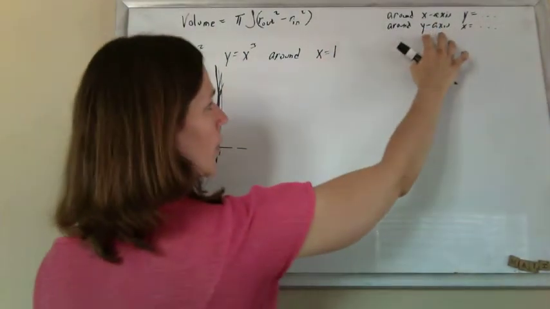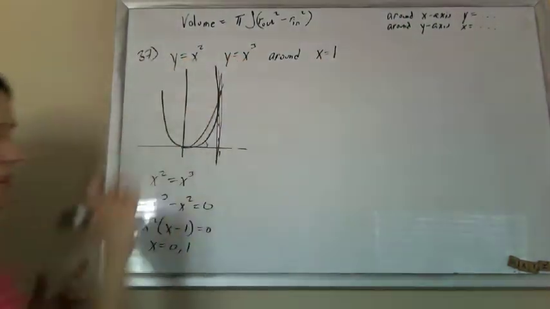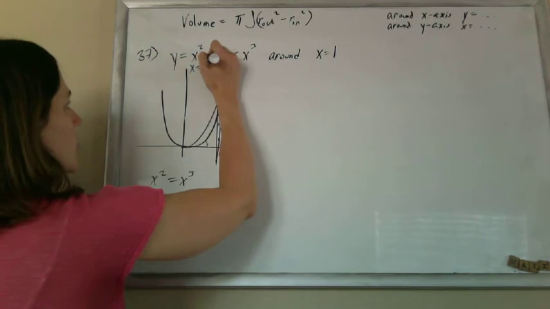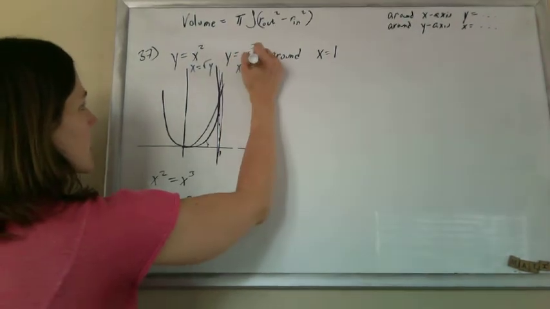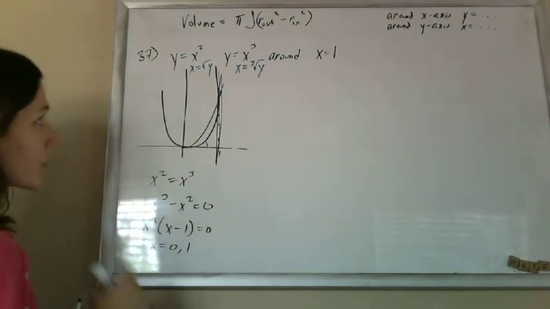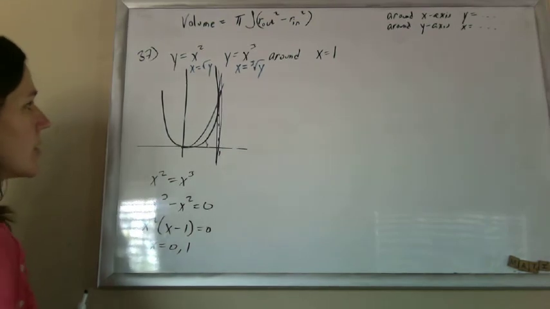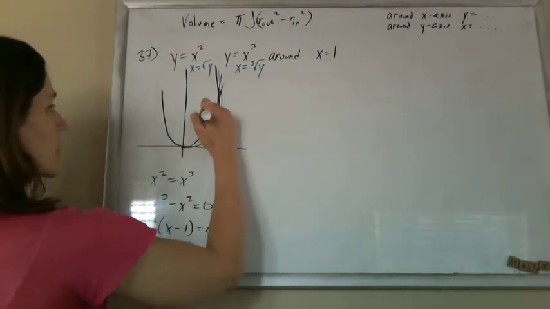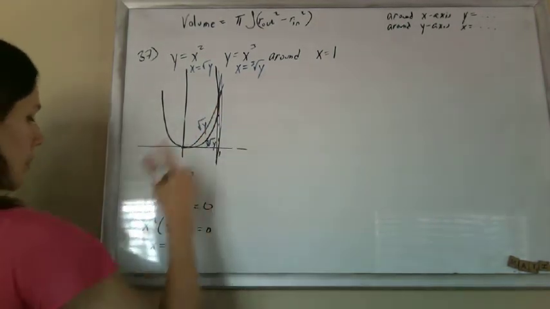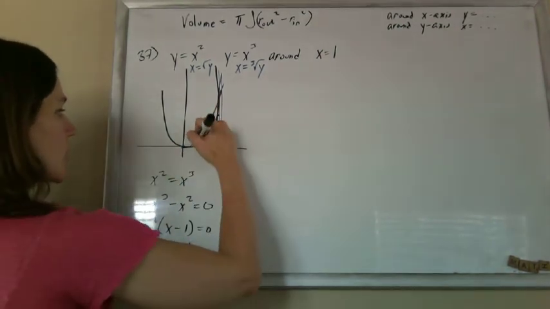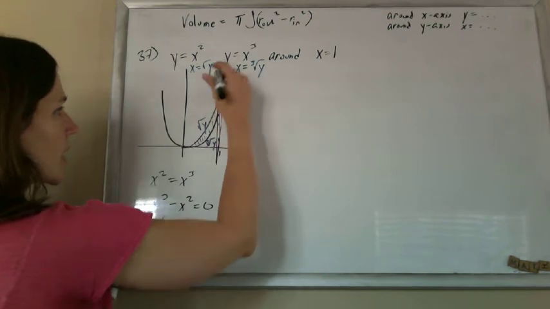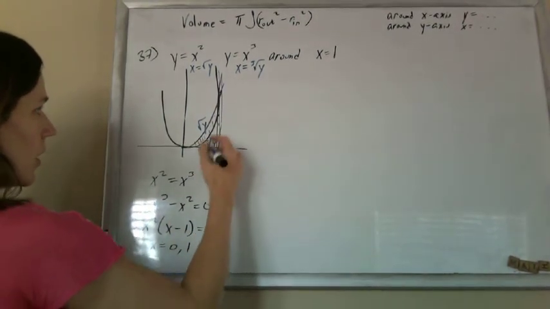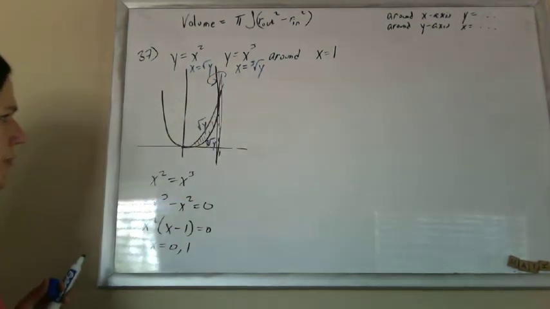And if we're going around the y-axis, we want our function solved for x. So I'm going to say that x is root y, and x is the cube root of y. And so the bottom guy is the cube root of y, and the top guy is the square root of y. And I'm looking at that region between it, and I'm trying to spin it around that line y equals 1. So around that line there.